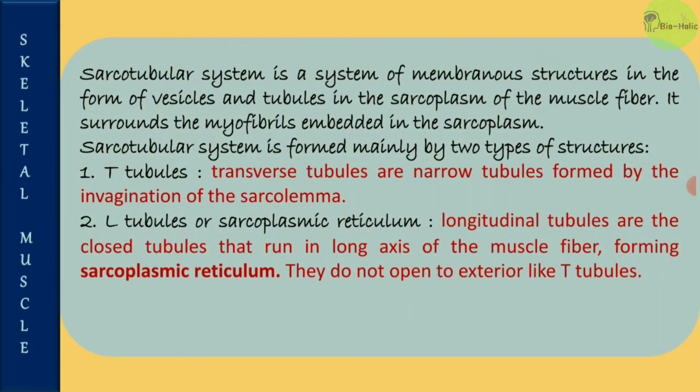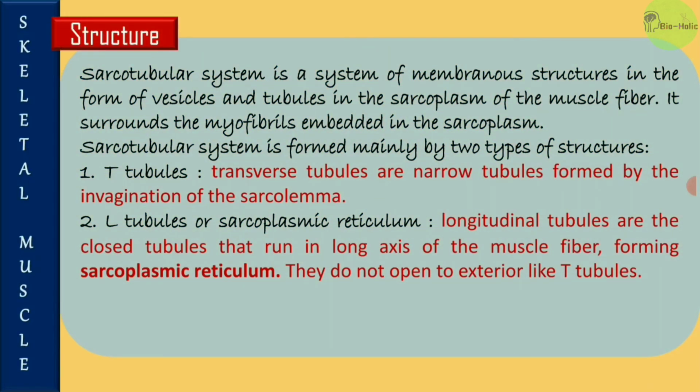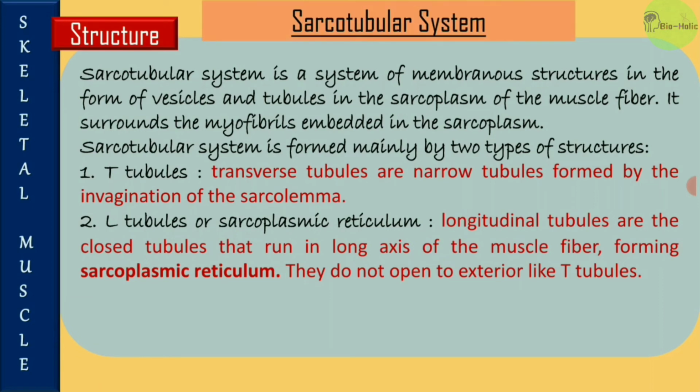And at last, another important part of the skeletal muscle is the sarco-tubular system. The sarco-tubular system is a system of membranous structures in the form of vesicles and tubules in the sarcoplasm of the muscle fiber. It surrounds the myofibrils embedded in the sarcoplasm.